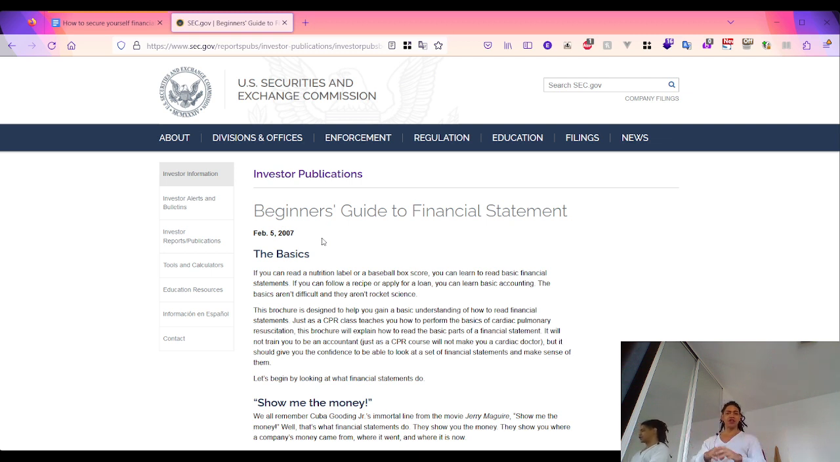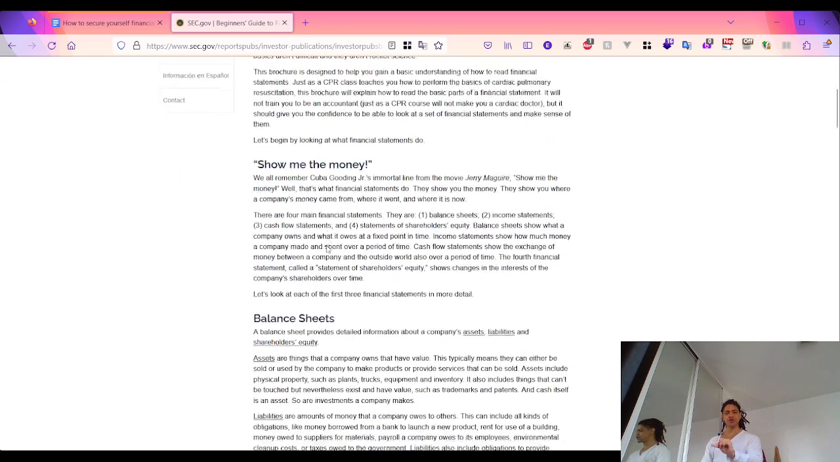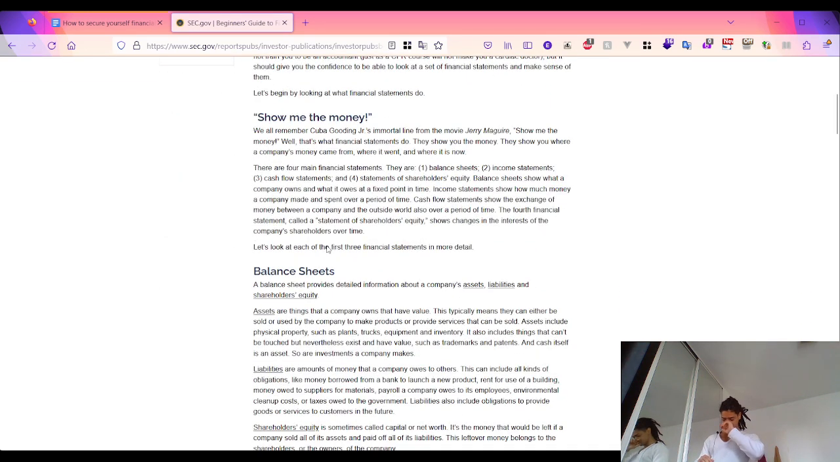From the Cuba Gooding Jr. immortal lines from the Jerry Maguire movie, "Show me the money." That's right. So that's what it is, these financial statements. They show you the money, and there are four of them.